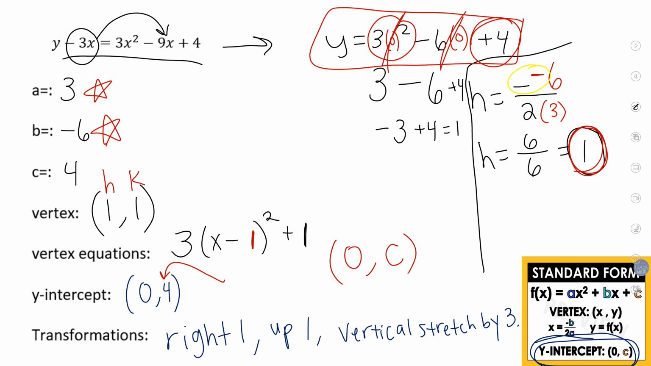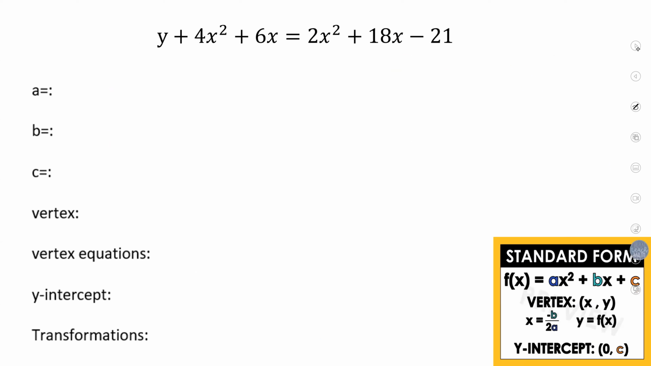So your y-intercept will always be 0 and then c, the last number. Okay? All right, I'm going to do one more example with you guys. Go ahead and flip to the next page. This is on the bottom right. We're going to do this problem together.